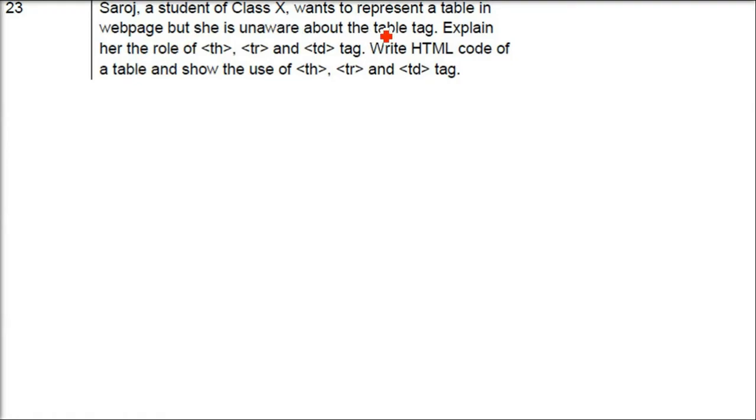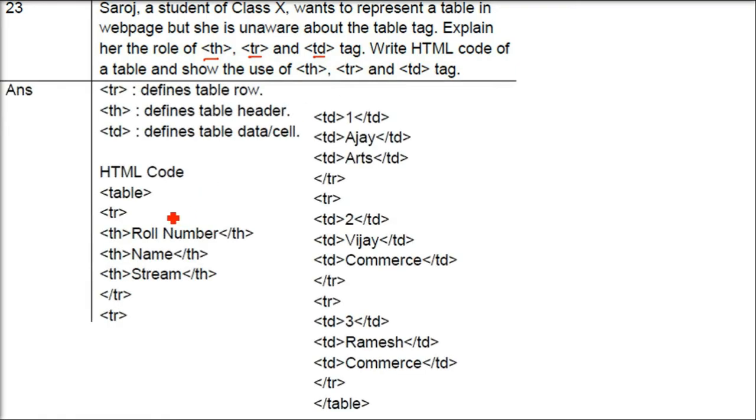Now Saroj, a student of class 10, wants to represent a table in a web page, but she is unaware of the table tag. Explain to her the role of the th, tr, and td tags. Write the HTML code of a table and show the use of th, tr and td. So first of all is tr. tr is for table row, and every row it will define. So we will deal with the rows one by one, and then the table header.